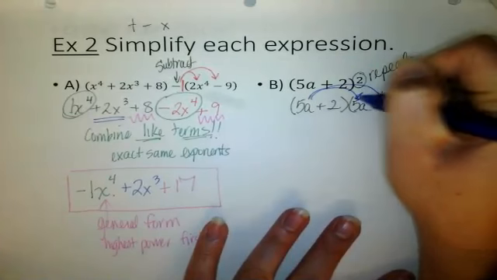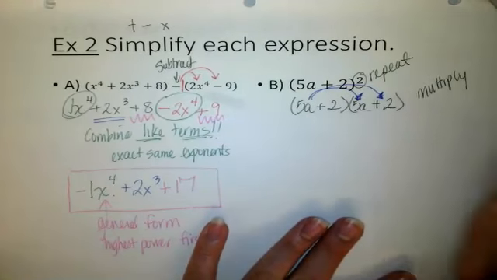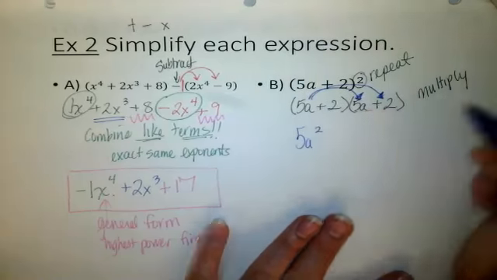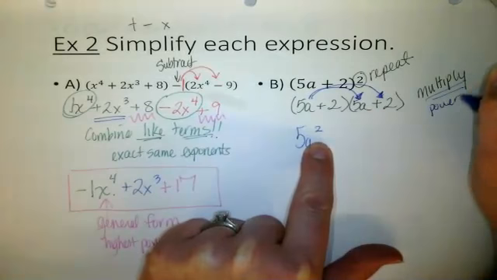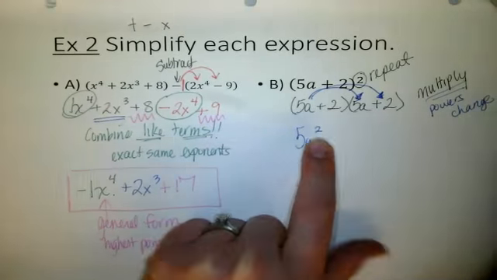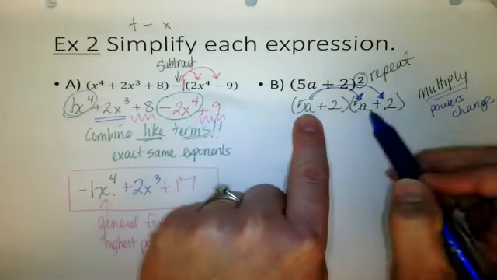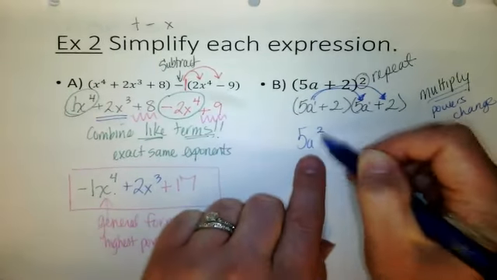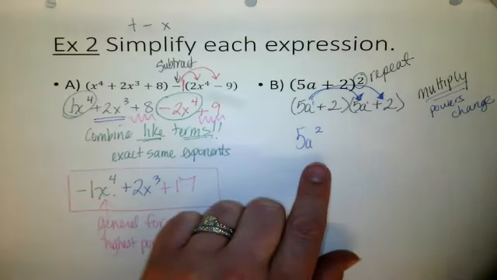So I'm going to distribute 5a times 5a and get 5a squared. When we multiply, you'll notice our powers are going to change. All right? So pay attention. When we're just adding or subtracting, the powers stay the same. But when we multiply, a to the first times a to the first becomes a to the second. Then I'm going to multiply 25.